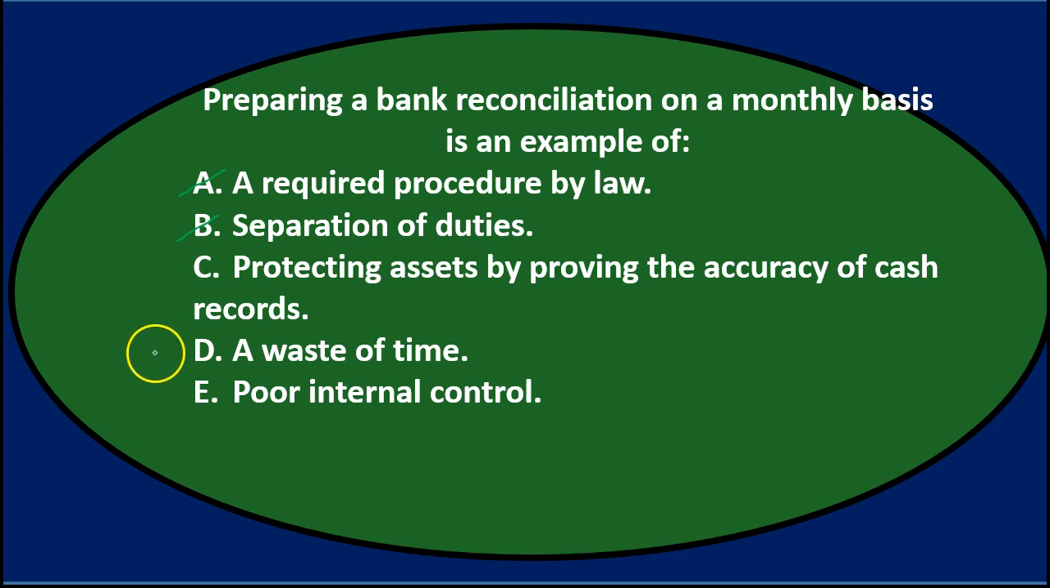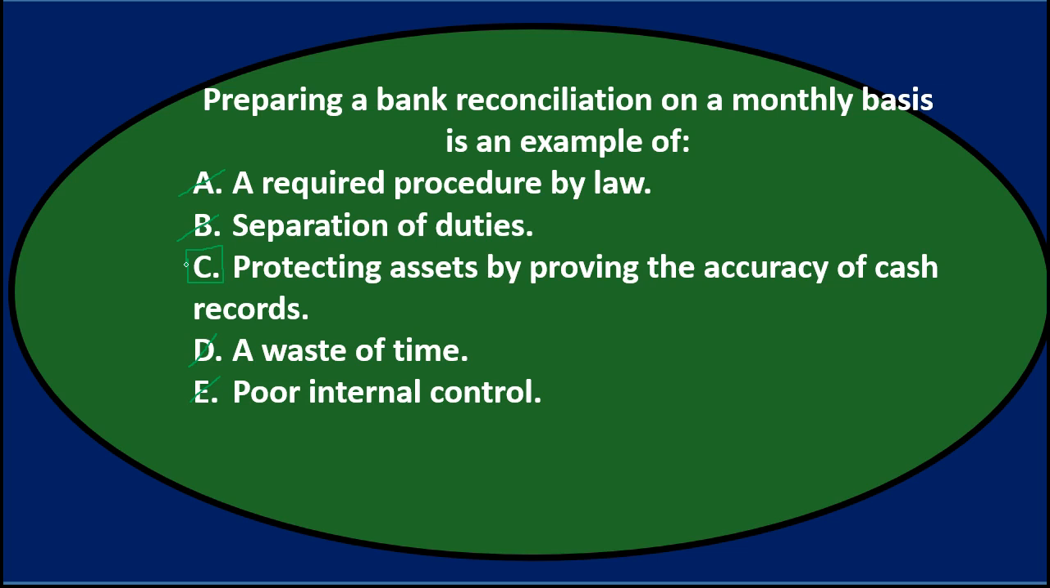D says a waste of time, and probably not. We're probably, as accountants, not going to say it's a waste of time to reconcile. And then E says poor internal controls. And a bank reconciliation probably is going to add to the internal controls, so I think it would be good internal controls. So just by the process of elimination, I think we're basically left with C here, which says protecting assets by proving the accuracy of cash records.